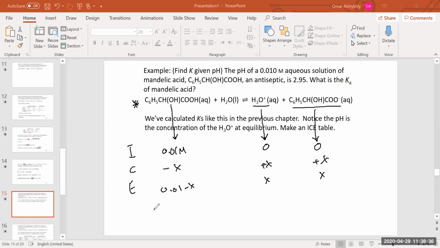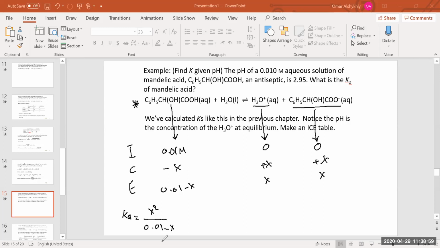Okay, now K equilibrium, which is Ka, will equal what? X squared divided by 0.01 minus X. Now, they are asking for the equilibrium constant of the acid, the Ka, the dissociation constant for the acid.